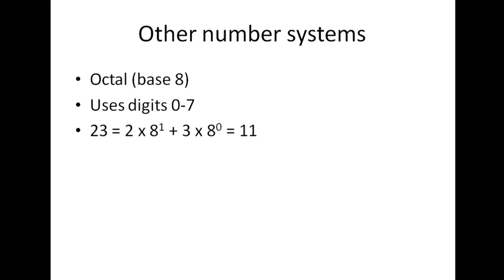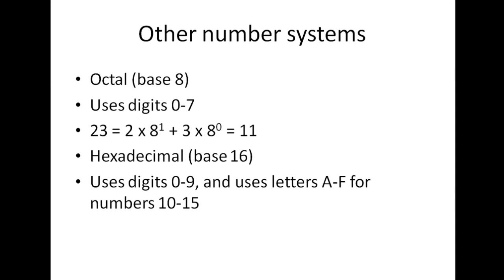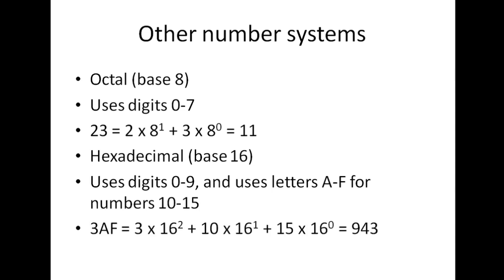There's also some other number systems that are used in computer science. There's octal, which uses digits 0 to 7, and uses powers of 8. There's also hexadecimal, which uses digits 0 to 9, and uses the letters A to F to represent the numbers 10 to 15. Here's an example of how it works. It uses powers of 16.